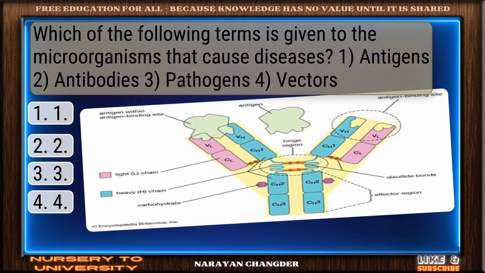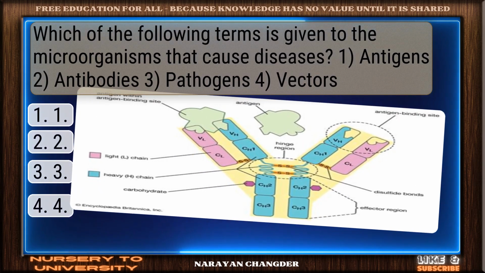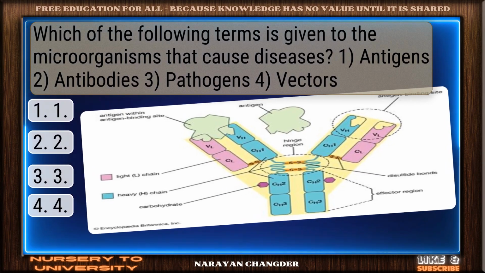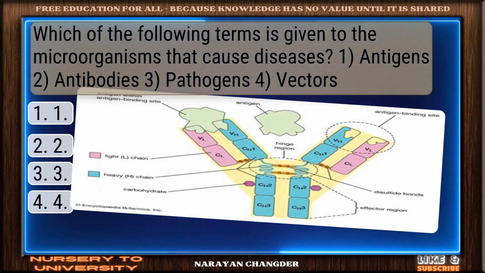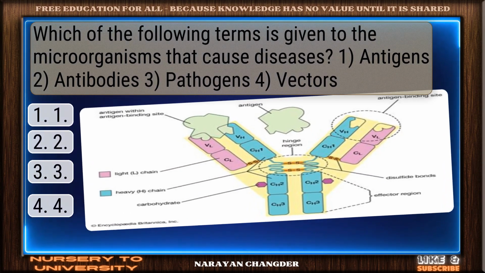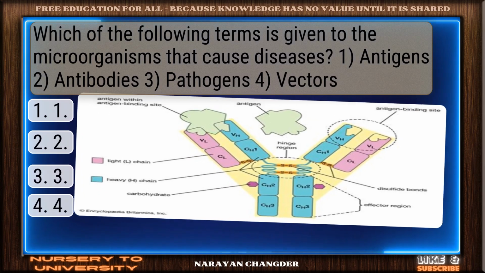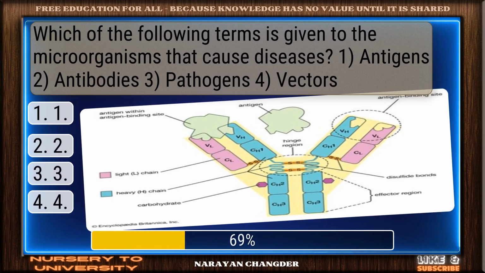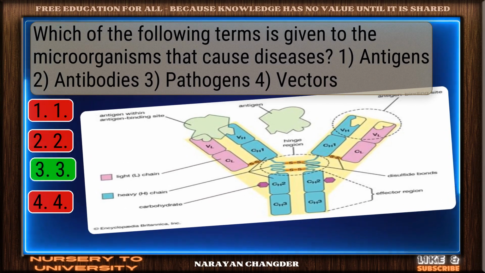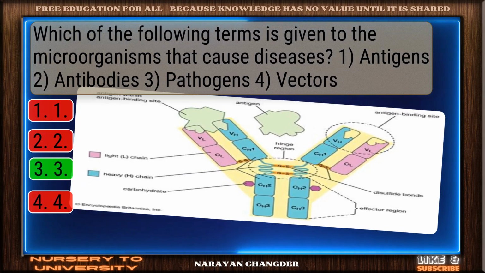Which of the following terms is given to the microorganisms that cause diseases? 1. Antigens, 2. Antibodies, 3. Pathogens, 4. Vectors. Excellent. 3 is a brilliant choice.